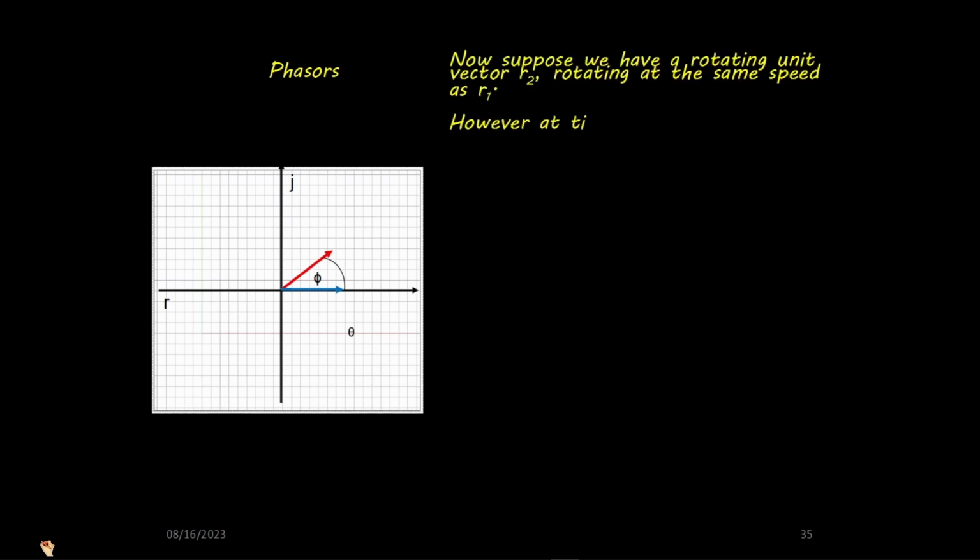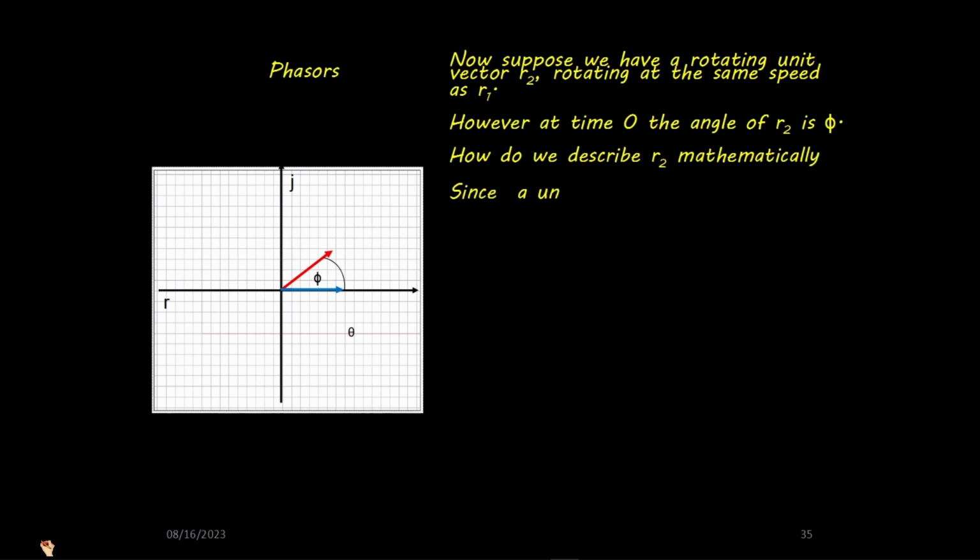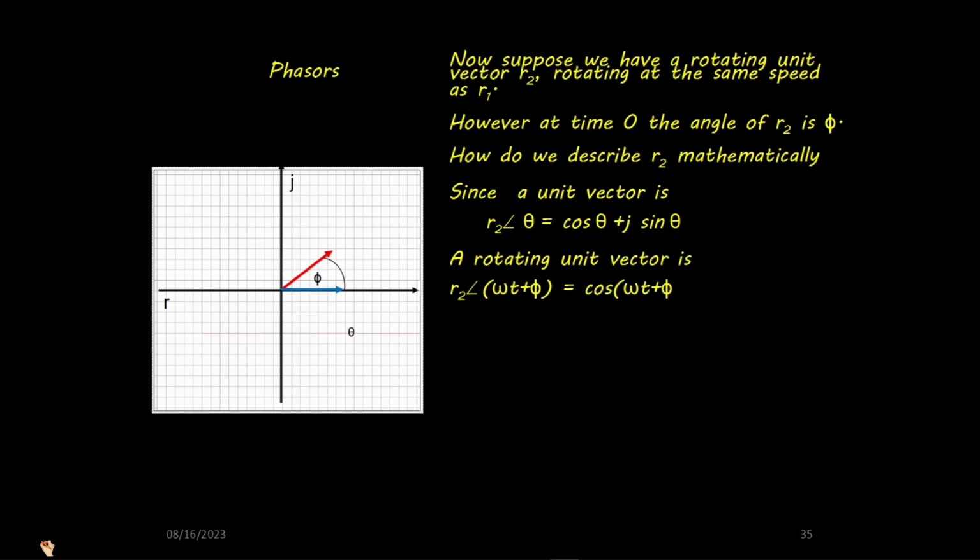Now suppose we have a rotating unit vector r2, rotating at the same speed as r1. However, at time 0 the angle of r2 is phi. How do we describe r2 mathematically? Since a unit vector is r2 equals cosine theta plus j sine theta, a rotating unit vector is r2 equals cosine (omega t plus phi) plus j sine (omega t plus phi).